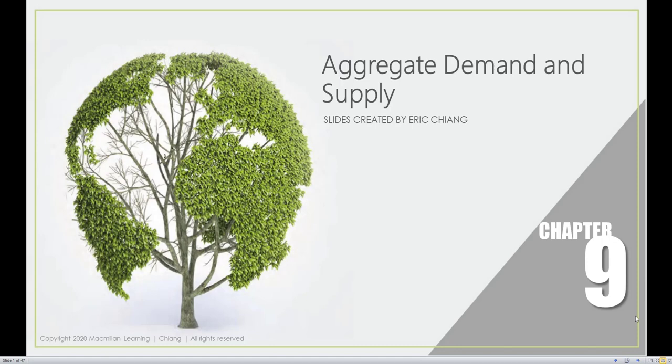Hello everybody and welcome to chapter number 9, Aggregate Demand and Supply. In this chapter, we're going to extend John Maynard Keynes' model of aggregate expenditures that we laid out in the previous section and add one more important variable. As the name implies, aggregate demand and aggregate supply take a look at supply and demand analysis for essentially all the markets within an entire country.